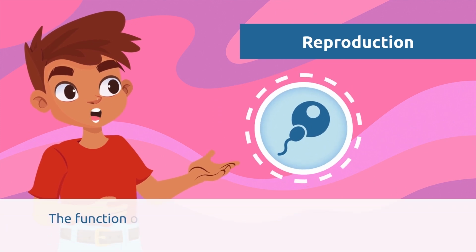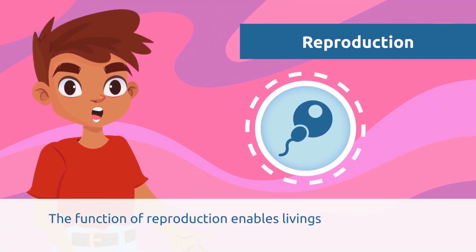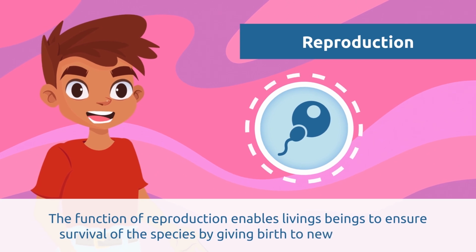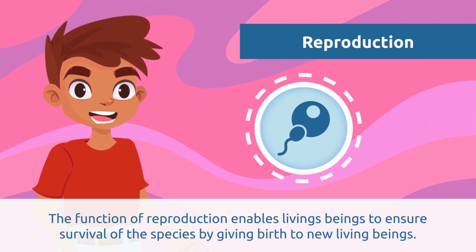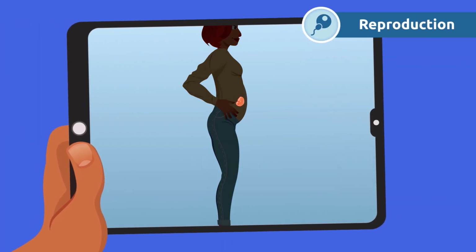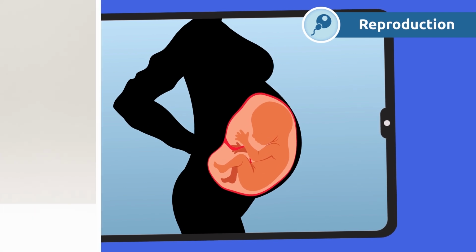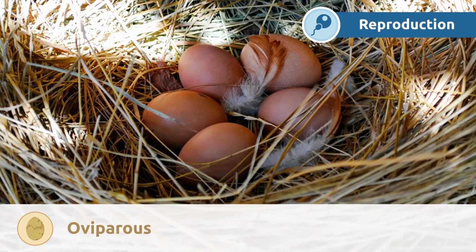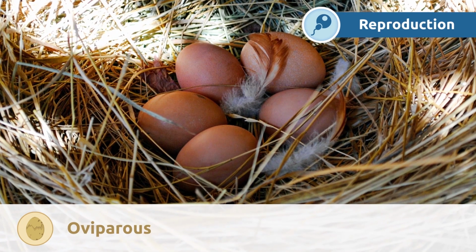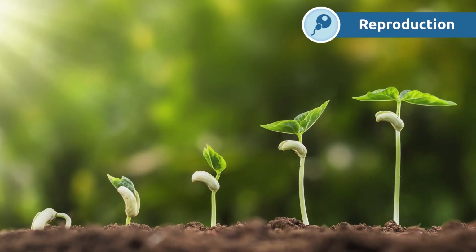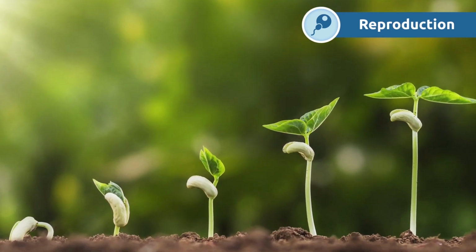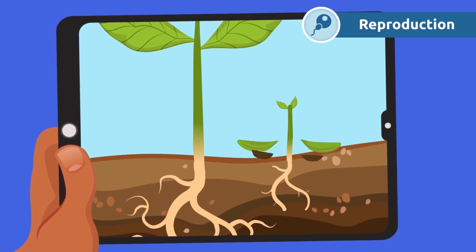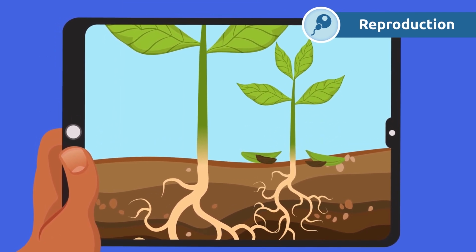The function of reproduction enables living beings to ensure survival of the species by giving birth to new living beings. In the animal kingdom, we classify living beings in viviparous animals born from their mother's womb and oviparous animals that hatch from eggs. Another example would be certain plants whose fruits or seeds fall on the ground and put out shoots for new plants of the same species to grow.